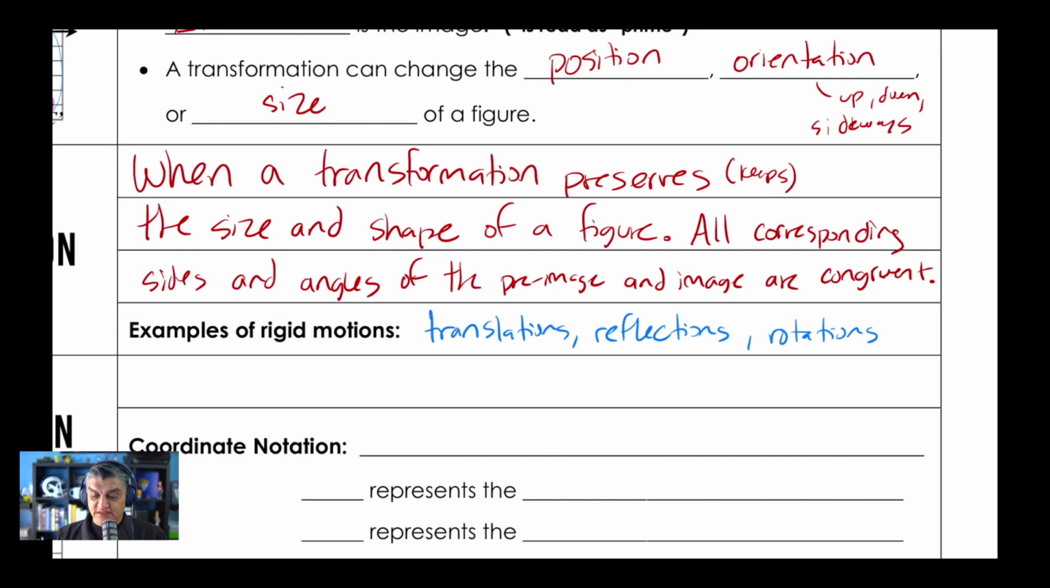So the first sentence is the definition of rigid motion. And the second sentence is just telling you what that means in geometry. What does that mean for us geometrically, with the stuff we've been learning? Well, both shapes are congruent.